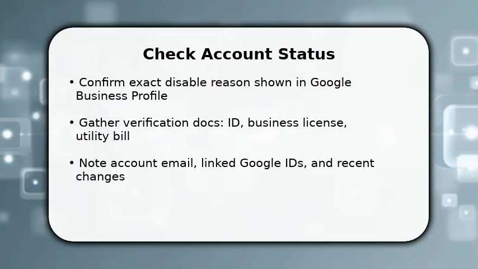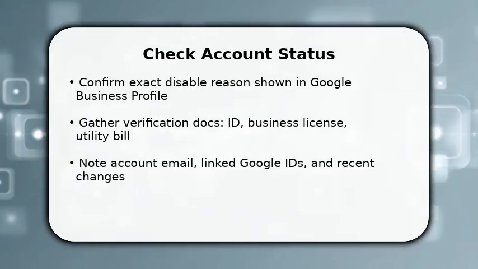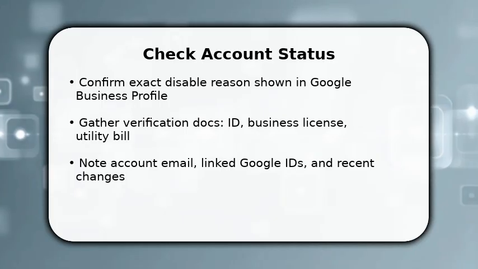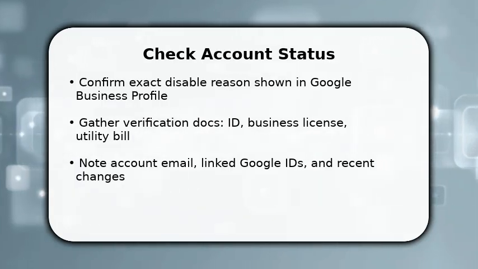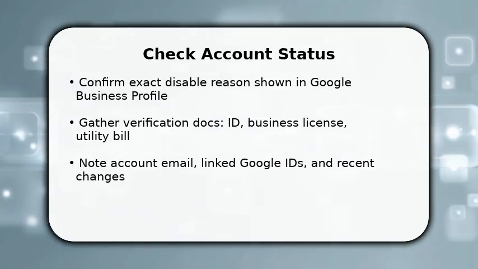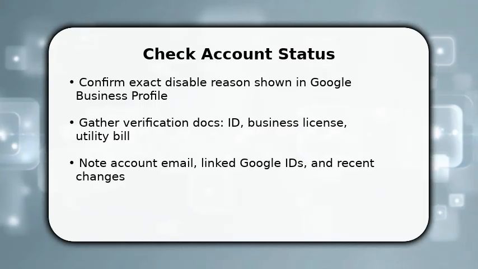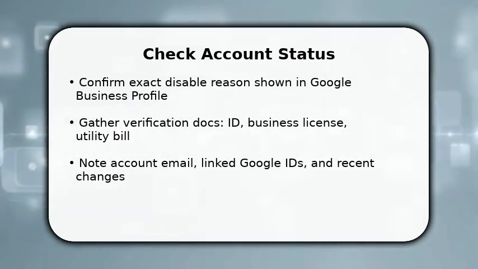You start by confirming the exact disable message in your Google business profile so you know the rejection category. Have your verification documents ready, government ID, business license, or utility bill, because you will need to upload them immediately. Make sure you can access the account email and any linked Google ID. If you cannot, regain access first through account recovery.